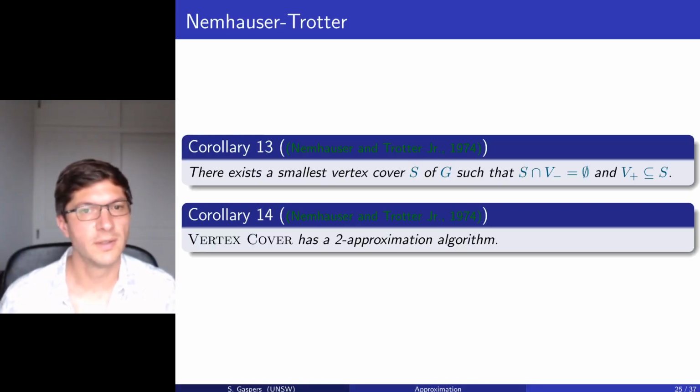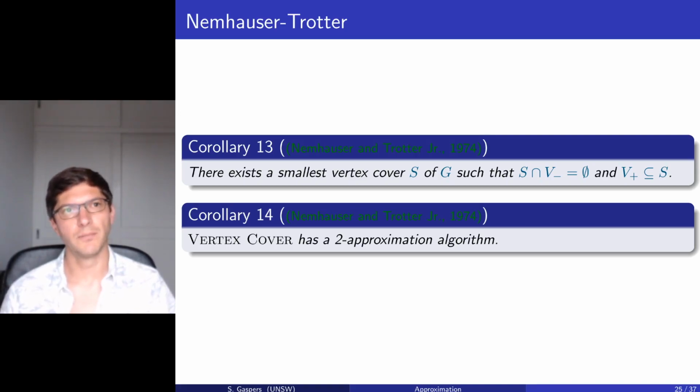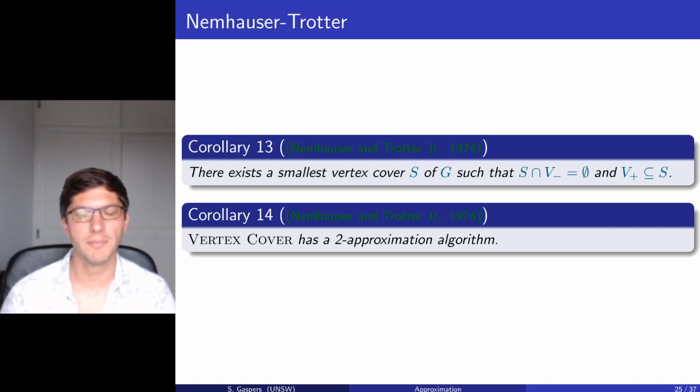So what we have proven is the Nemhauser-Trotter theorem, which says that there exists a smallest vertex cover that contains all the vertices from V+ and no vertex from V-. So after having computed the solution to the linear program, we can now add all the vertices that have value more than half to the vertex cover, delete all the vertices that have value less than half from the graph, and so what we are left with is just an instance where all the remaining vertices have value exactly 1/2.